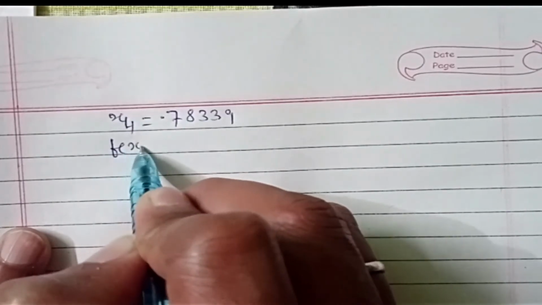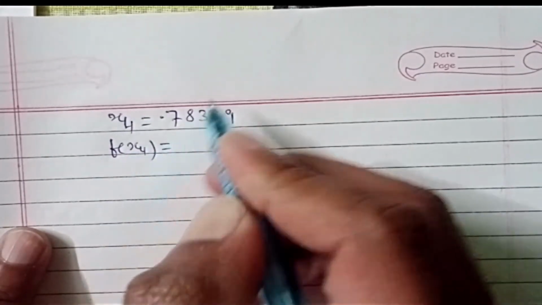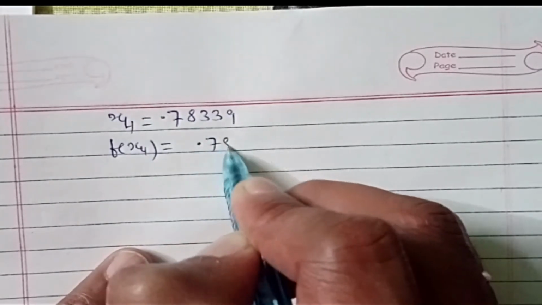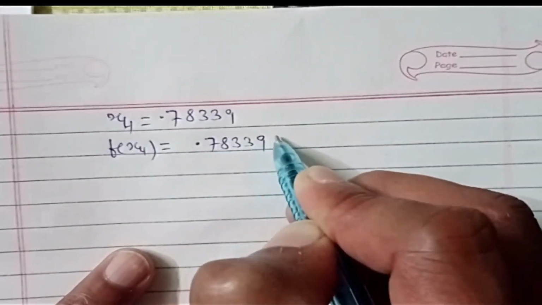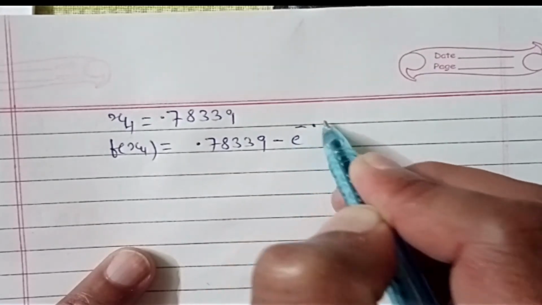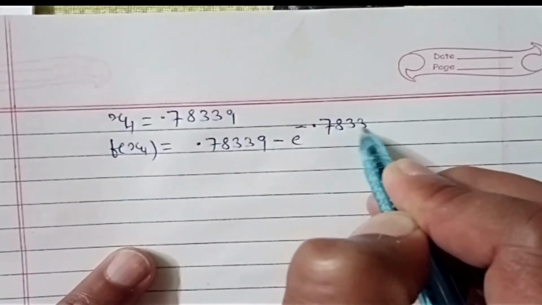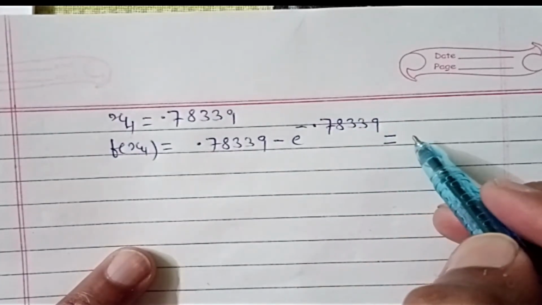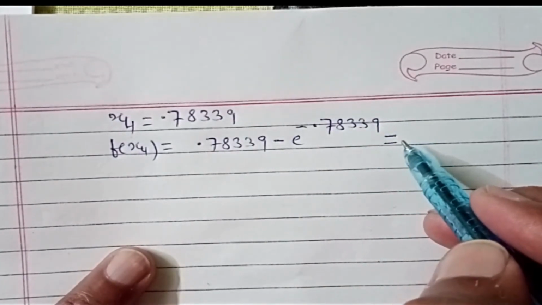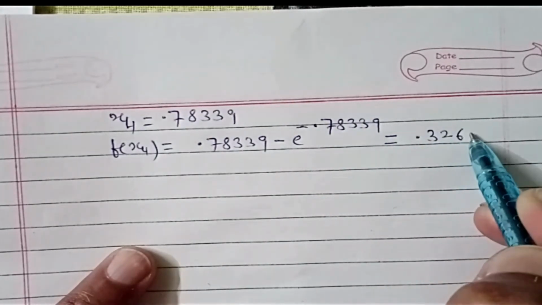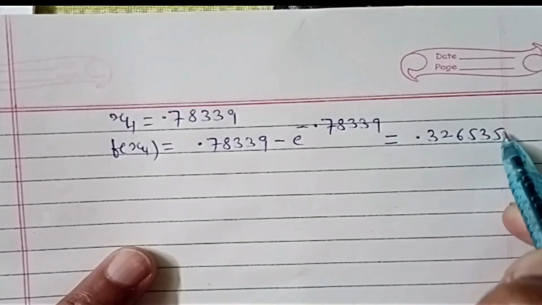Now f of x4 is equal to 0.78339 minus e raised to the power minus 0.78339. So when we calculate, this becomes 0.326535.